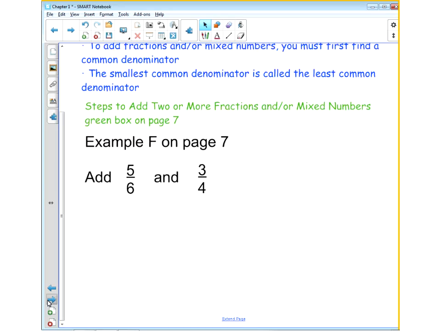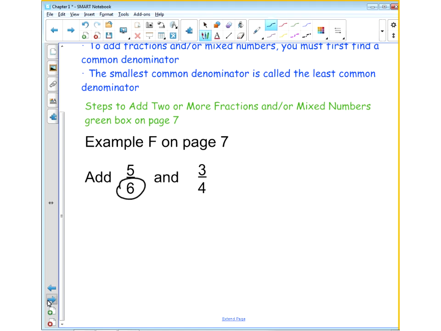Take a look at example F on page 7. All right, so we're going to add 5/6 and 3/4. Now in the book it says, for the steps in the green box, if necessary, change the fraction parts to fractions with common denominators. The common denominator is the denominator in the fraction part of the answer. Wow, I'm not really sure what that says, but I'll show you how I do problems like this. Okay, I want to find a common denominator.